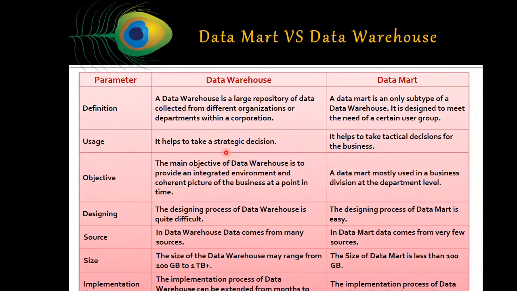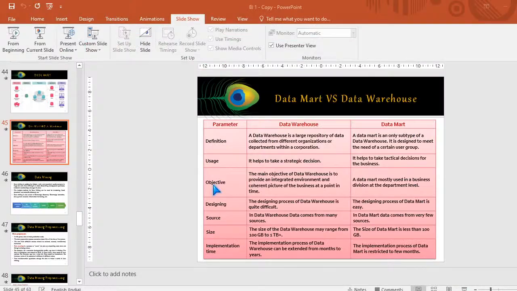Sir, I think tactical is the bigger implementation, like bigger planning, and strategic decision is a kind of medium planning. Is it right for comparing with the data warehouse and data mart? So according to this, tactical is a long term decision that will be taken care by short term decision that will be taken care by data warehouse. Is that what you are trying to say?